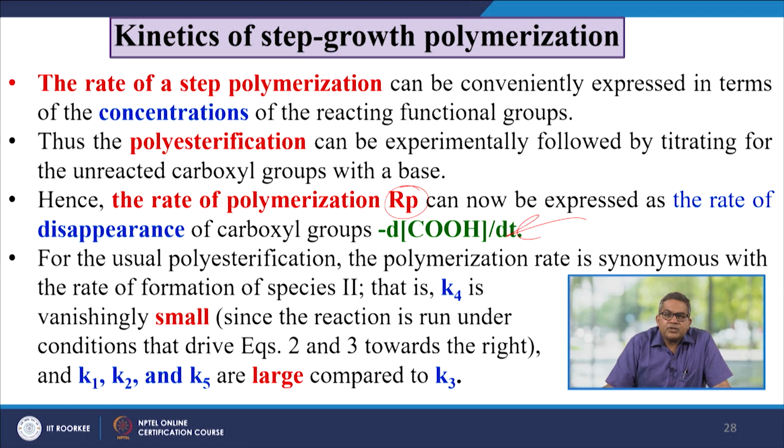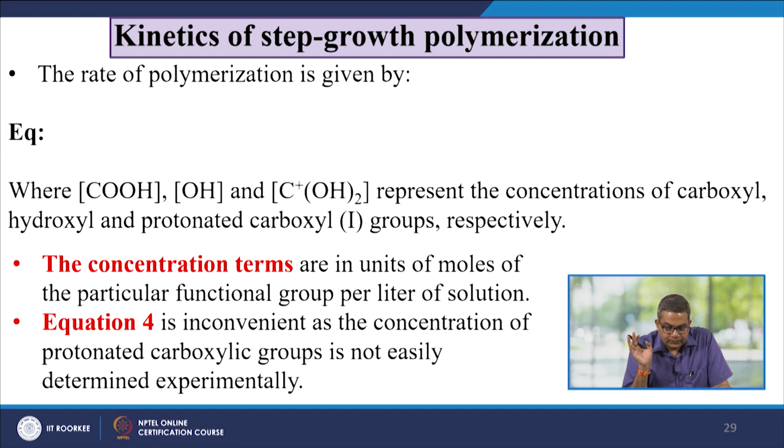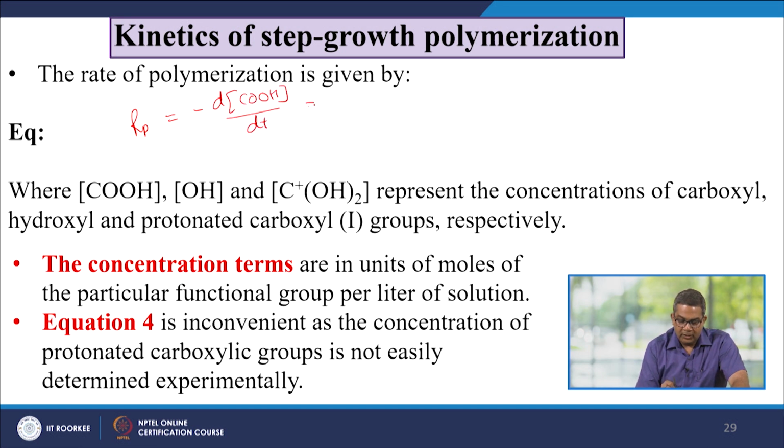For usual polyesterification, the polymerization rate is synonymous with the rate of formation of species 2, and that is k4. This is vanishingly small since the reaction is run under conditions that drive equations 2 and 3 towards the right, and k1, k2 and k5 are large compared to k3. So, the rate of polymerization reaction is given by Rp is equal to minus d[COOH]/dt, because it is being consumed over the period of time. This is equal to k3 [C+(OH)2][OH], and this is equation number 4.